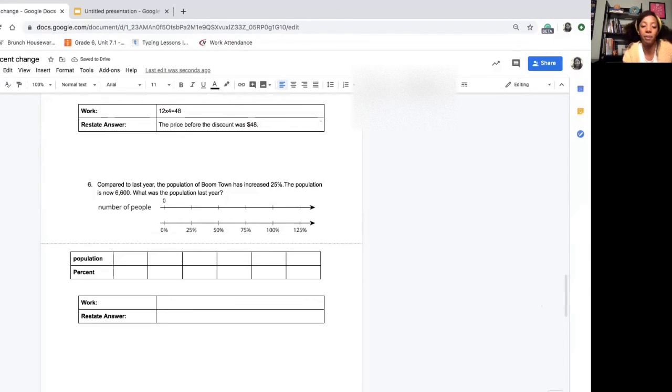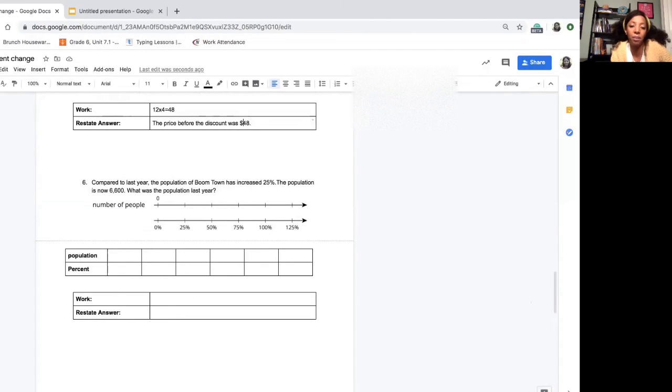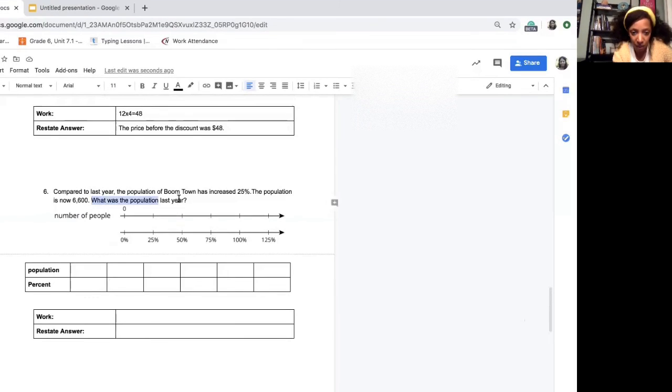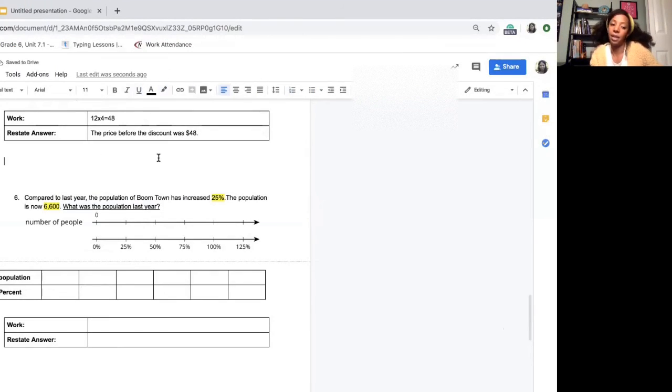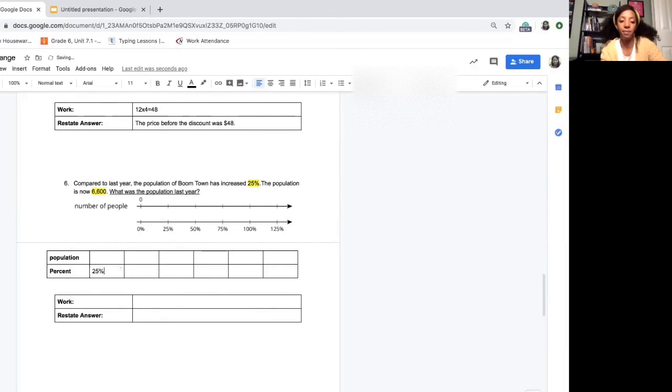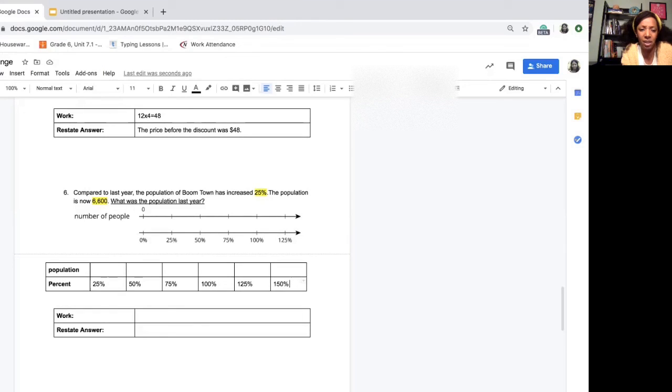It's our last problem. Compared to last year, the population in Boomtown has increased 25%. The population is now 6,600. What was the population last year? Underline what the problem's asking and highlight our quantities. We're going to separate our table into population and percent. Our percent, we're counting by 25s. The population is now 6,600. What was the population last year? And the town increased by 25%.